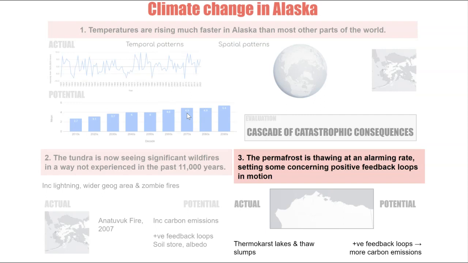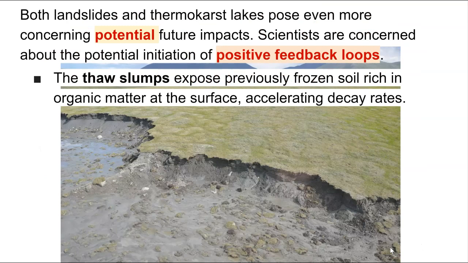So you're getting thermokarst lakes and you're getting thaw slumps. Those are already happening. In the future, this is likely to set up some more of these positive feedback loops that reinforce the change. Those, remember, are the ones that we don't want. Both landslides and thermokarst lakes pose even more concerning potential future impacts. Scientists are concerned about the potential initiation of positive feedback loops. So the thaw slumps, these landslides, and remember, if we were to put a little person in there, you get a sense of the scale of these.